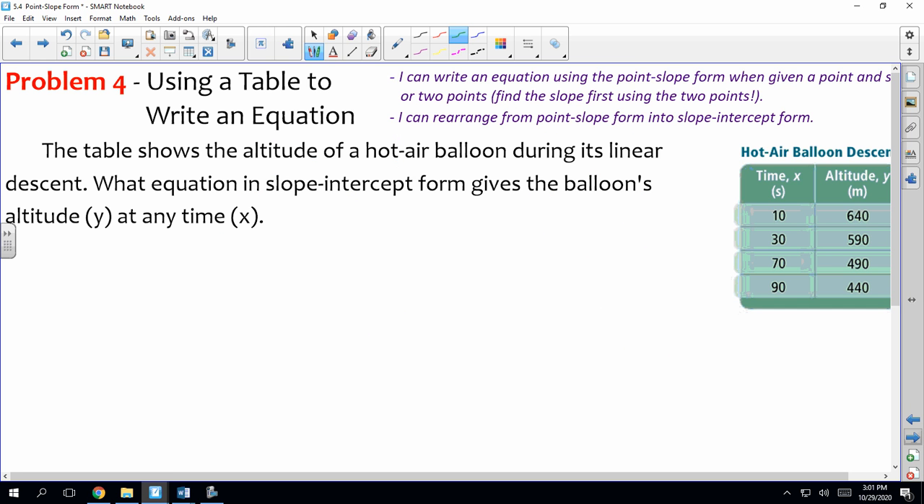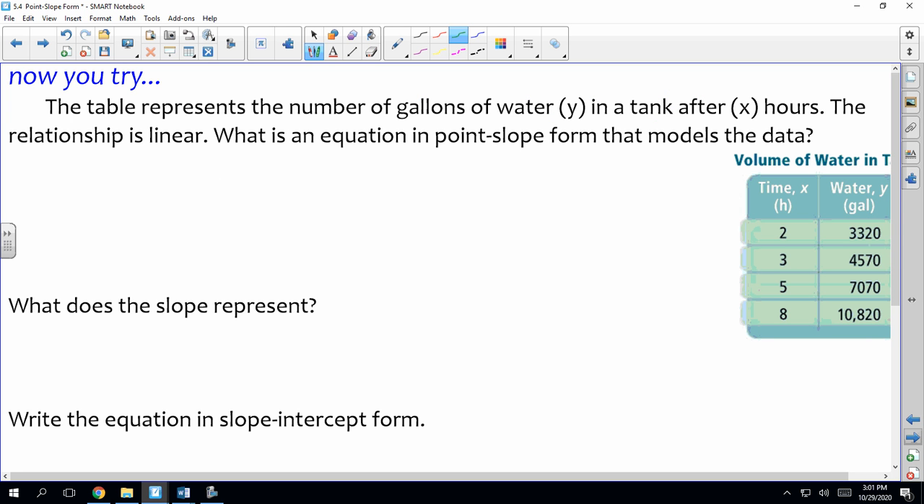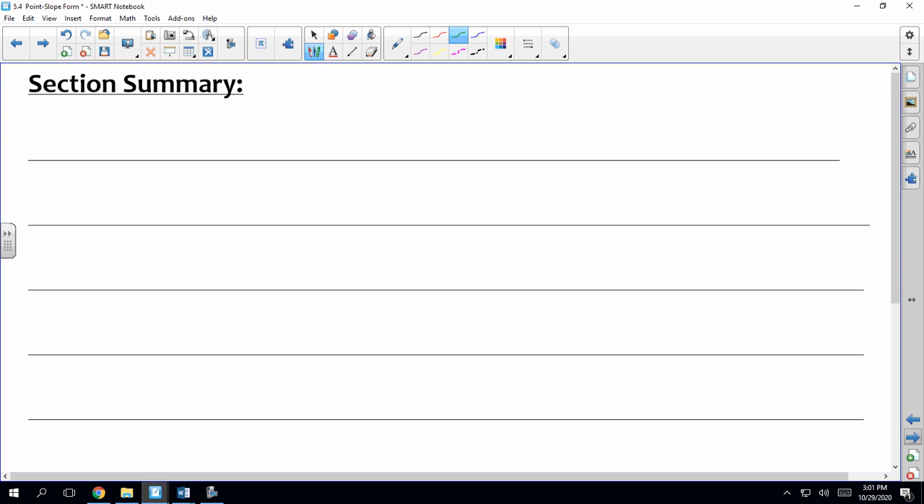All right, we've done some of that. We've looked at tables and written equations from tables, so that's it. Hope that was helpful for you. You're going to do some problems just like the ones I did in the book working out.